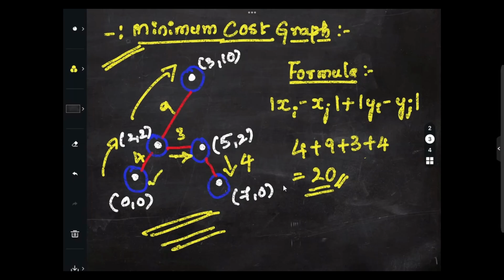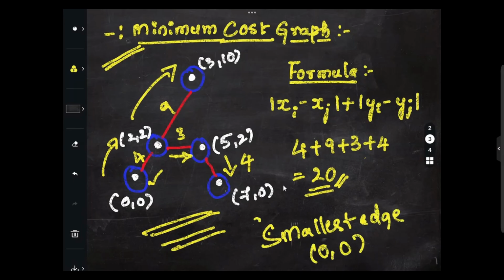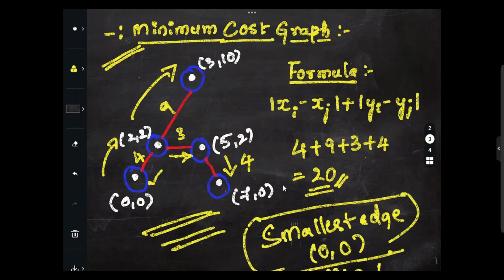We'll be making use of the min heap, nothing but min priority queue, to always pick the smallest edge. So first we are starting from 0, 0, right? To always pick the smallest edge, we will be considering the minimum priority queue. I hope this is clear why we are making use of the minimum priority queue. So this will be handy, right? We can go with the min heap as well.